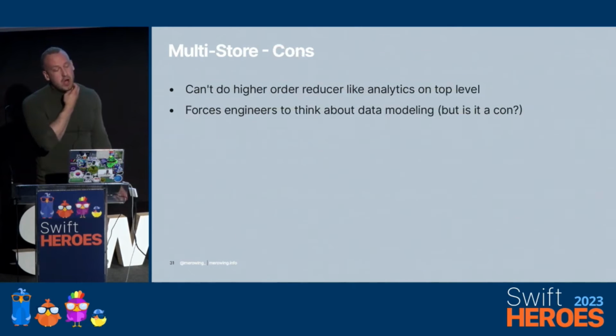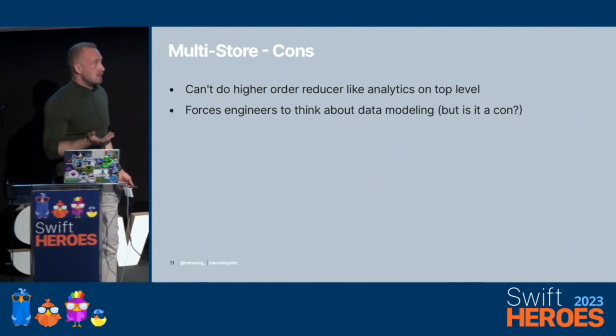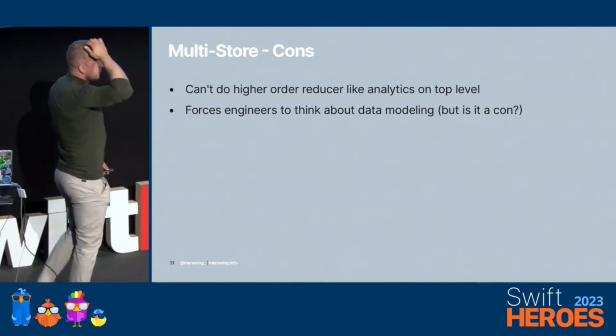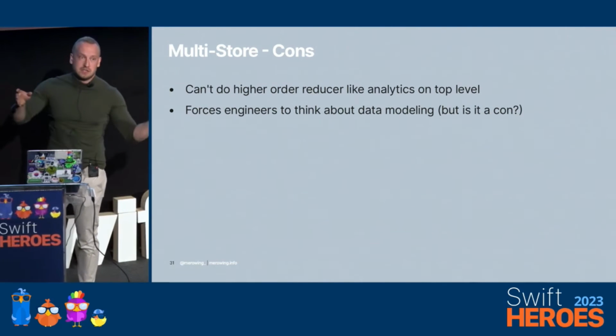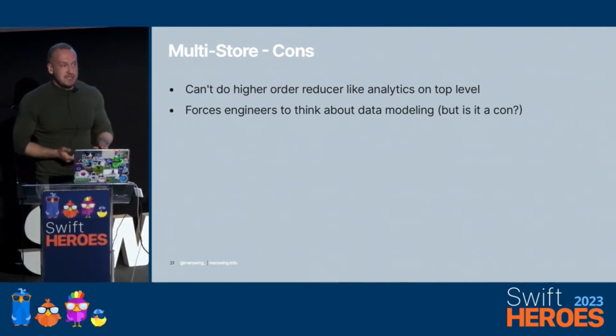The biggest con of multi-store TCA is that you cannot do a higher order reducer. Like you cannot do an analytics reducer at the top level of the application because simply you don't see the actions other than delegate. I don't think it's a big con. I think it's really not that big a deal.